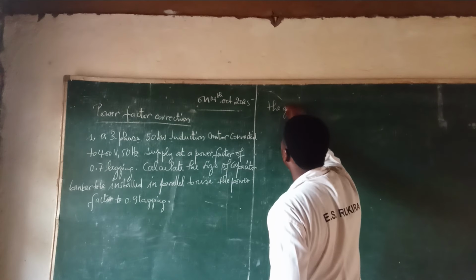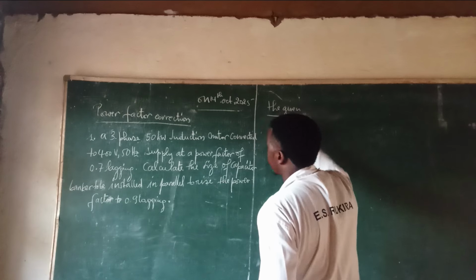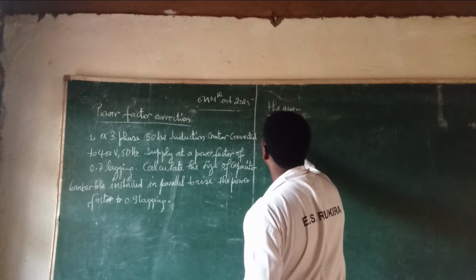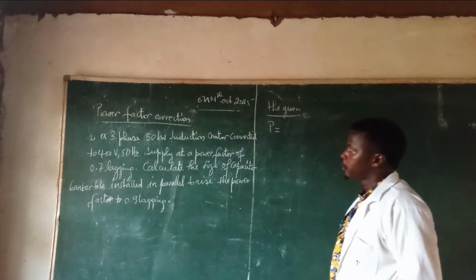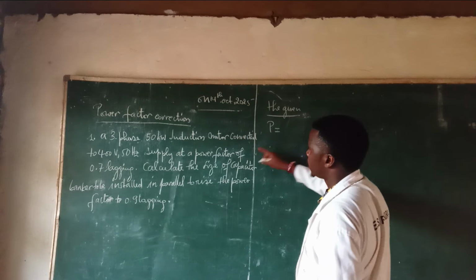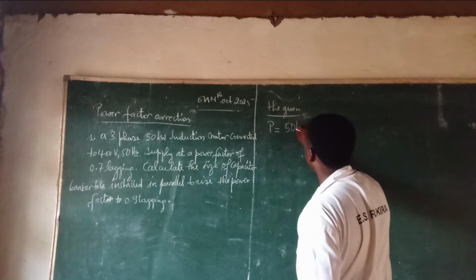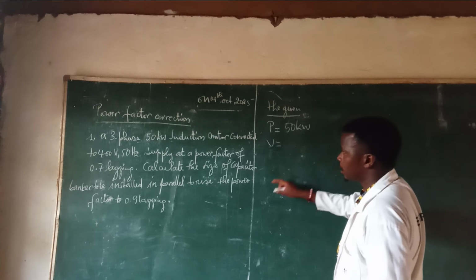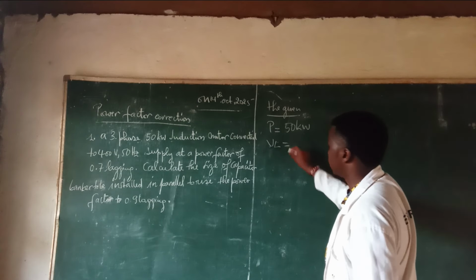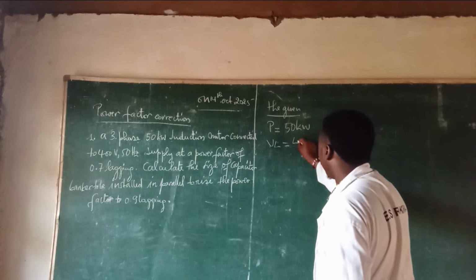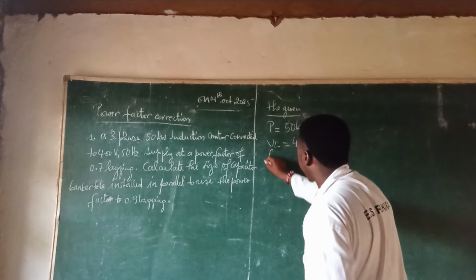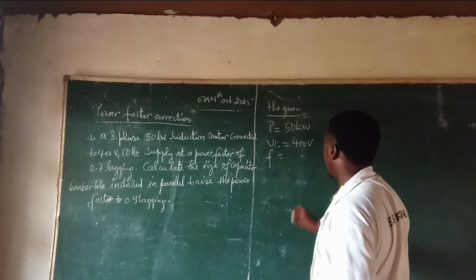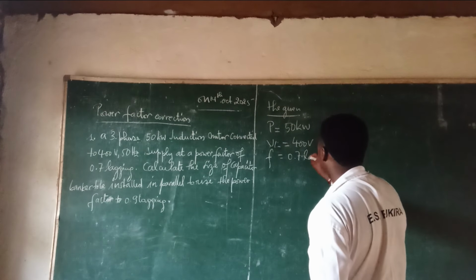We have the load, that is the active power consumed, which is 50 kilowatts. It is connected to a line voltage V, which is equal to 400 volts. We have the power factor, which is 0.7 lagging.